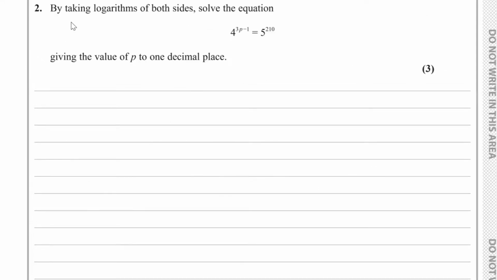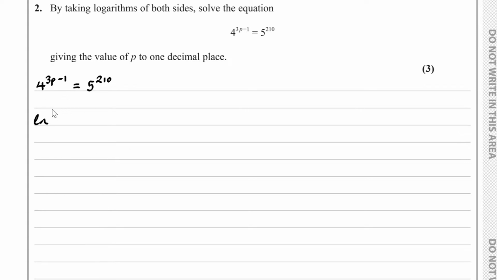Question number 2. By taking logarithms of both sides, we have to solve the equation 4 to the power of 3p minus 1 equals 5 to the power of 210. We have to give the value of p to one decimal place. So we begin with 4 to the power of 3p minus 1, and this is equal to 5 to the power of 210. And if we take logs of both sides, it doesn't matter what the base is, as long as we take the same logarithm on both sides. For example, we can choose the natural log.